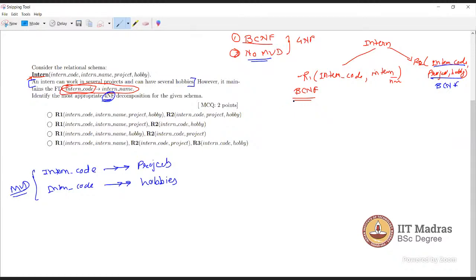What multi-valued dependencies are applicable to R1? None of them. For R2, both are applicable. Now how do we decompose this? How do we remove this multi-valued dependency? Simply we can take one relation R21 such that intern_code, project, and then R22 as intern_code, hobbies.